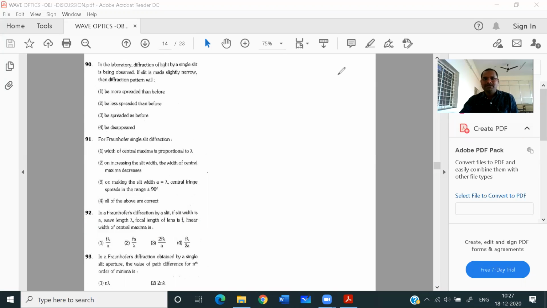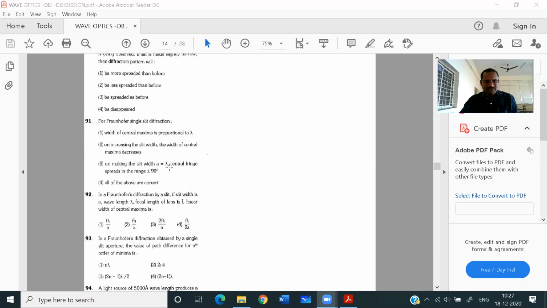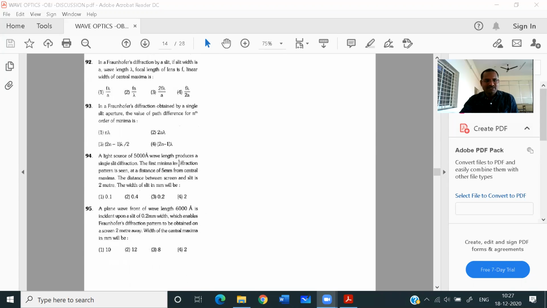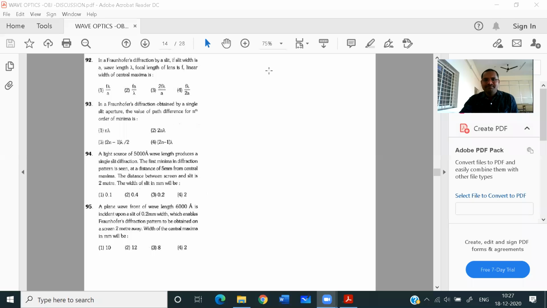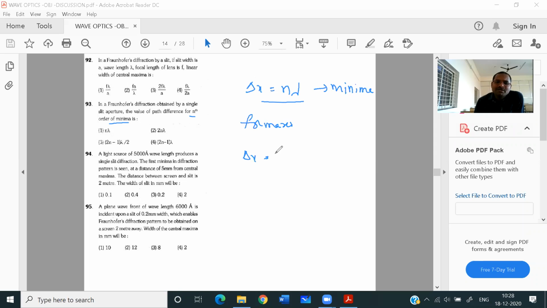Next, question number 93. In Fraunhofer diffraction obtained by a single slit aperture, what is the value of path difference for nth order minima? Nth order minima path difference is n lambda. This is for minima. And for maxima, path difference should be (2n minus 1) into lambda by 2. You need to remember these direct formulas. So option 1 is the right answer.